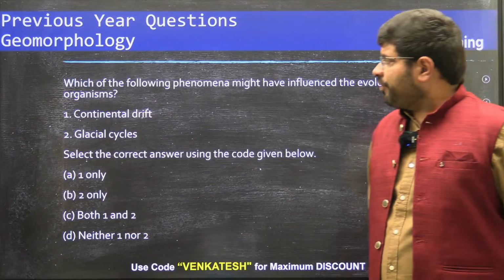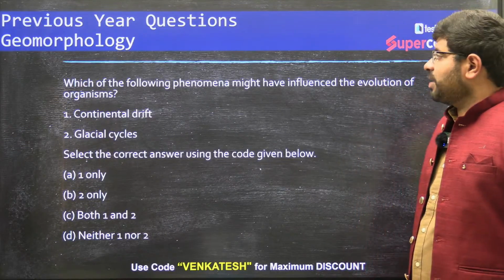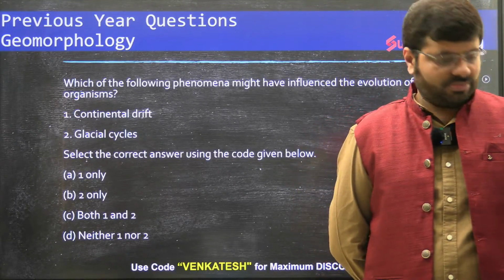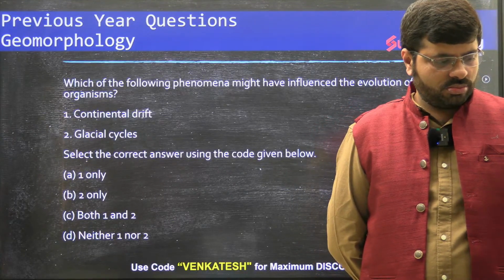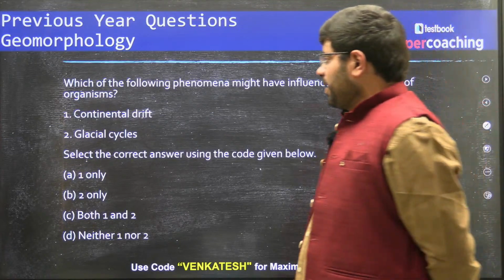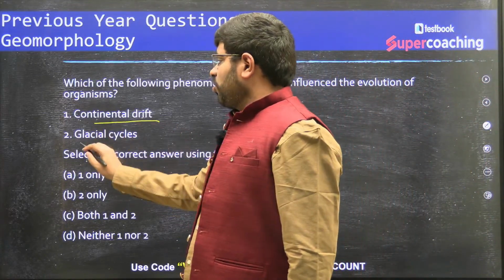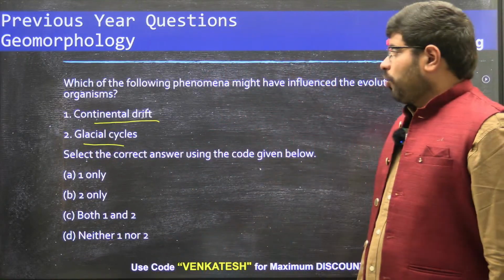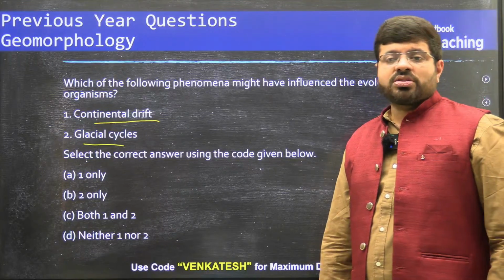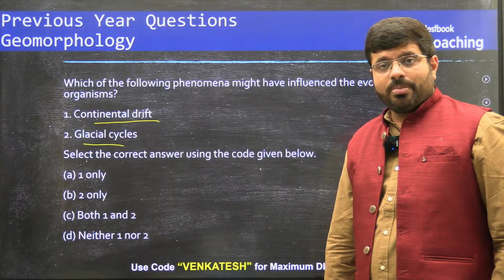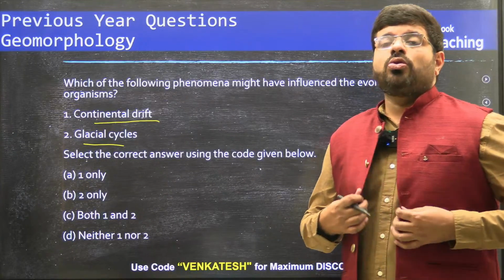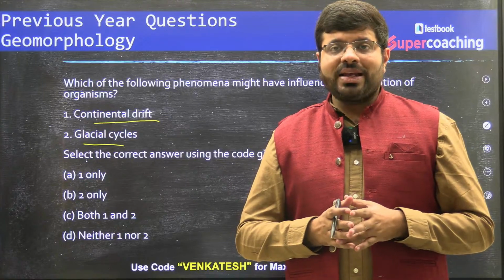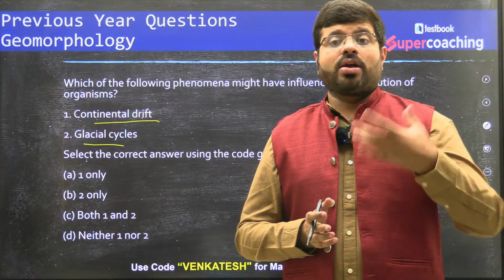Okay. Which of the following phenomena might influence the evolution of organisms? How do you think that organisms have evolved? Is it not continental drift? Is it not glacial cycles? Now you all know that continental drift has led to evolution of organisms in a unique way because it has separated the continents from the big landmass called Pangaea, and the landmasses got separately developed and evolved over a period of time.